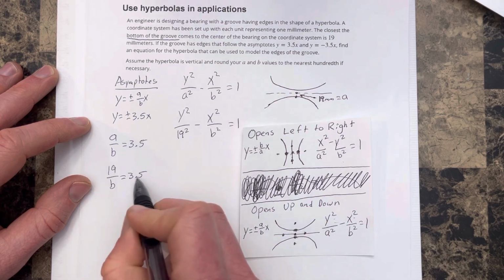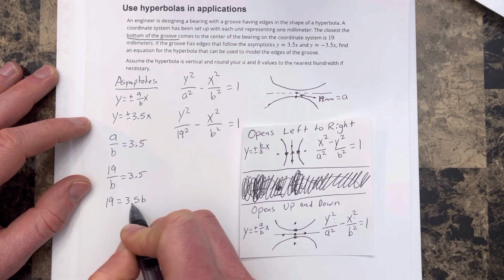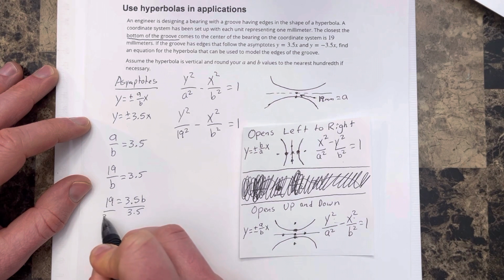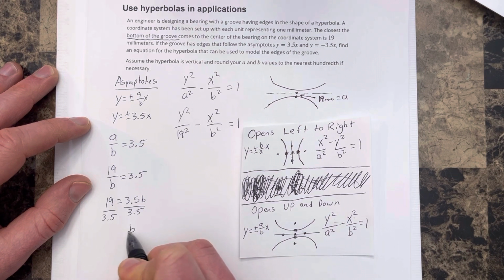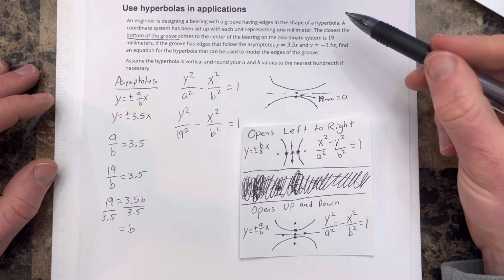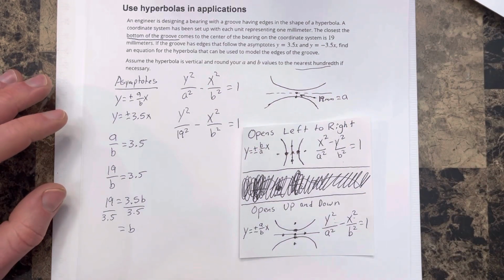If I multiply by b on each side, I get 19 equals 3.5b. If I divide by 3.5 on each side, I'm going to get b is equal to... they say round to what? Round to the nearest hundredth. So we're going to use 5.43.